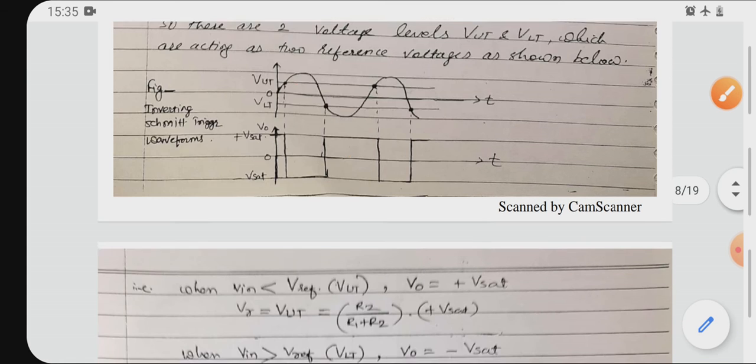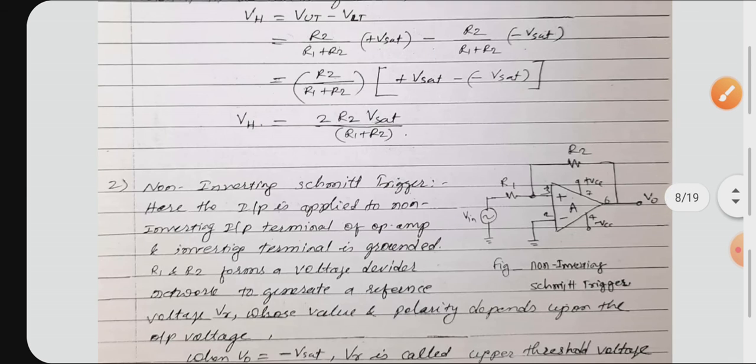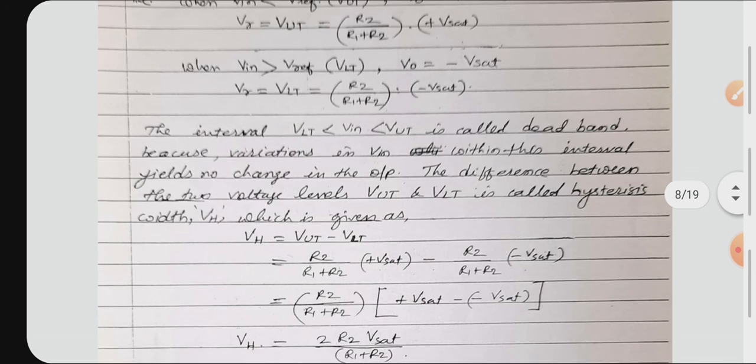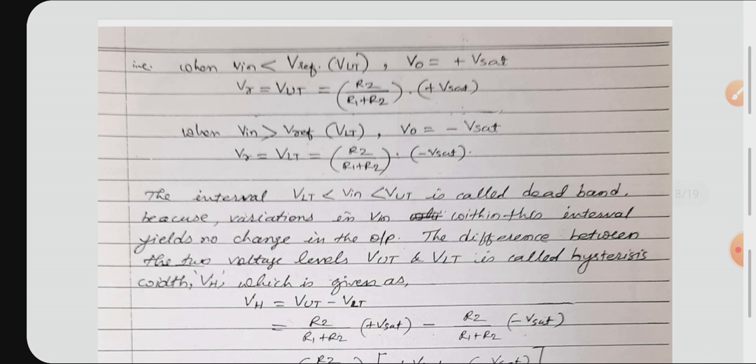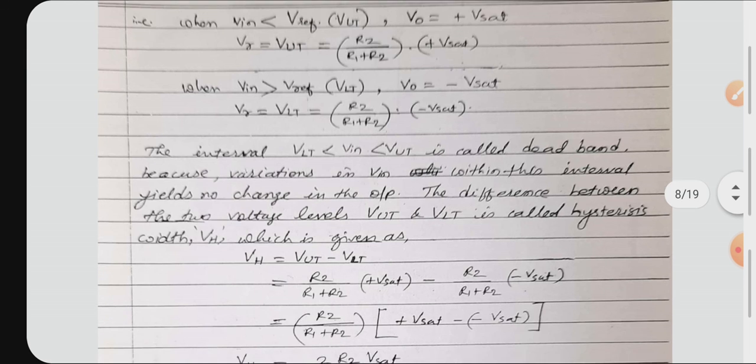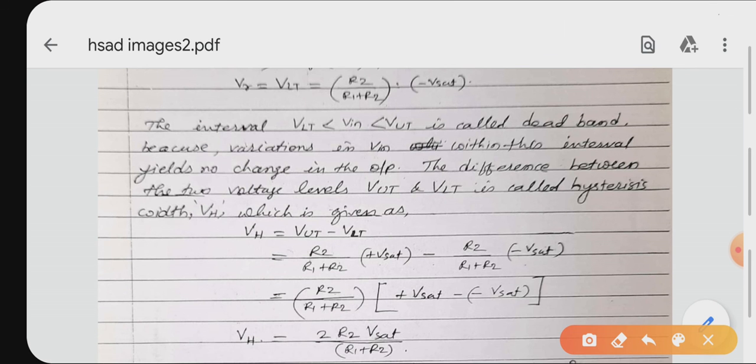Now moving to the non-inverting circuit, again it can be further analyzed. What I told you is written over here. The interval between VLT and VUT is called the dead band. That means when the input signal is between the lower threshold voltage and the upper threshold voltage, it is called a dead band, because any variation in the input signal within this interval yields no change in the output voltage.